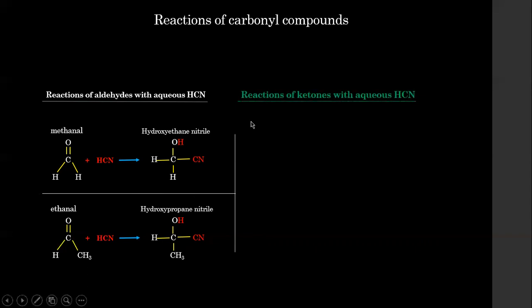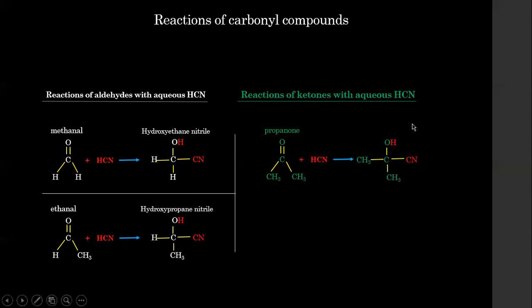Now let's move on to the reactions of ketones with aqueous HCN in the presence of a cyanide catalyst in alkaline medium. I'll take propanone for the reaction. Propanone is the simplest or smallest ketone. It has 2 CH3 groups attached to the carbonyl functional group. If this compound reacts with HCN, what will happen? A hydroxynitrile will be formed. The structure is this.